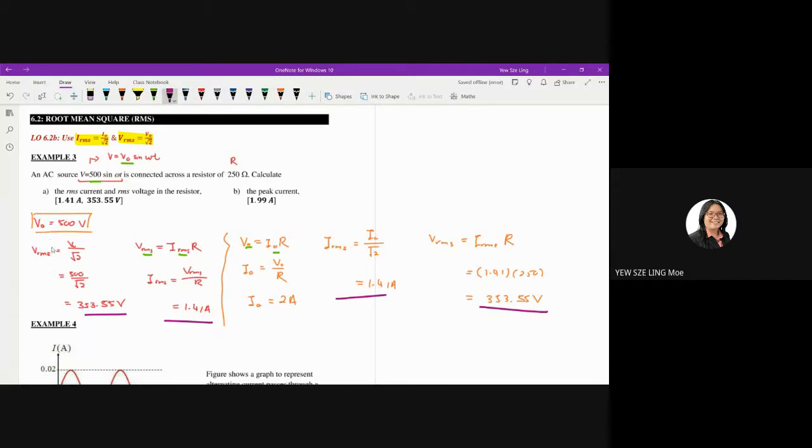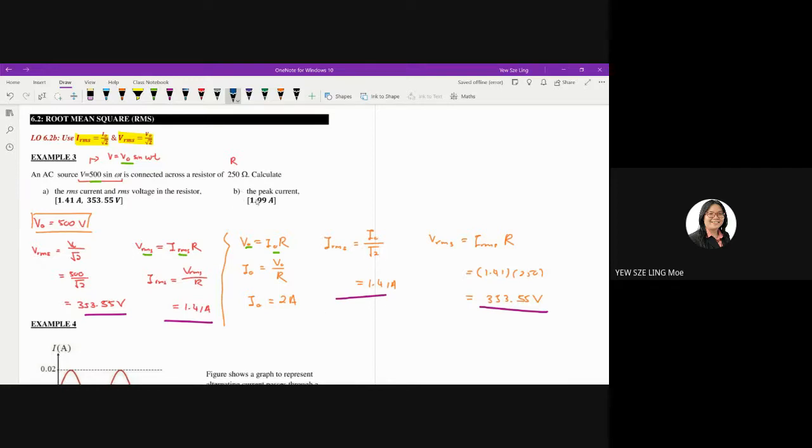Okay, you can use VRMS in the red color and IRMS in the orange color. You can use both in the red color. You can use both in the orange color. You can use any method, any combinations that you want. So that is question A. You have two methods. And then how about question B?